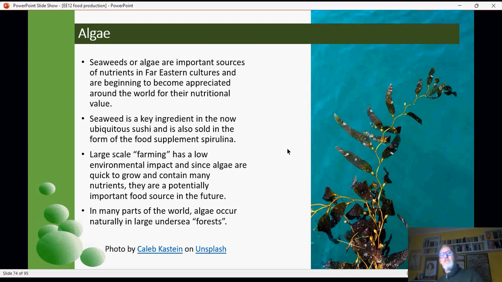Well, there are many different proposals. Algae, seaweed, it's already quite widely used in Far Eastern cultures, because it's nutrient rich and it's relatively easy to cultivate. So it's a relatively straightforward source of nutrients. It has a relatively low environmental impact, and remember that in many places in the world, there are natural algae forests, undersea forests, if you like. Not that I'm advocating that they should be cut down. It's just to demonstrate that this sort of thing can be grown on a relatively large scale.